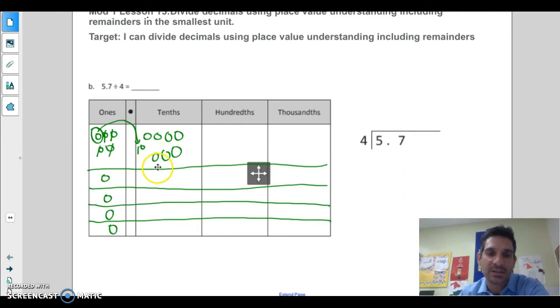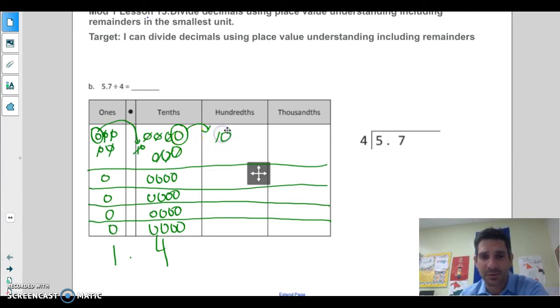So now 4 goes into 17 4 times. That's 16 total. So I'm going to cross off the 10, 11, 12, 13, 14, 15, 16. Well, it's not going to be 1.4 remainder 1. No, not going to do that. That's so 4th grade. We're going to take this 1 left over and move it over to the hundredths place. Now, how many hundredths are in 1/10? It's 10.